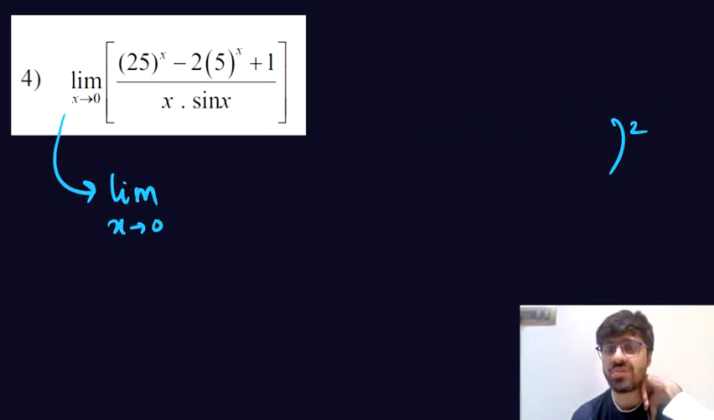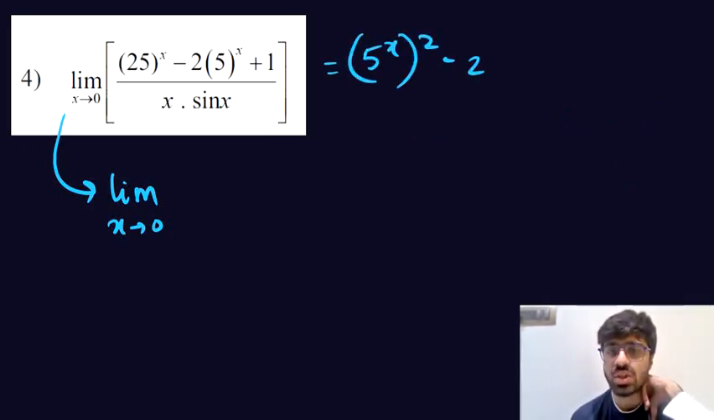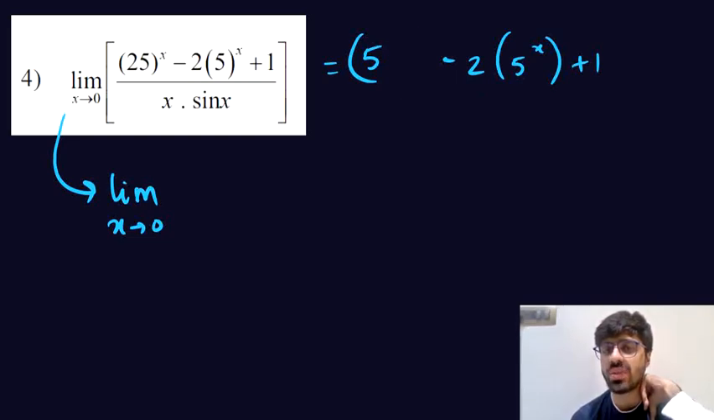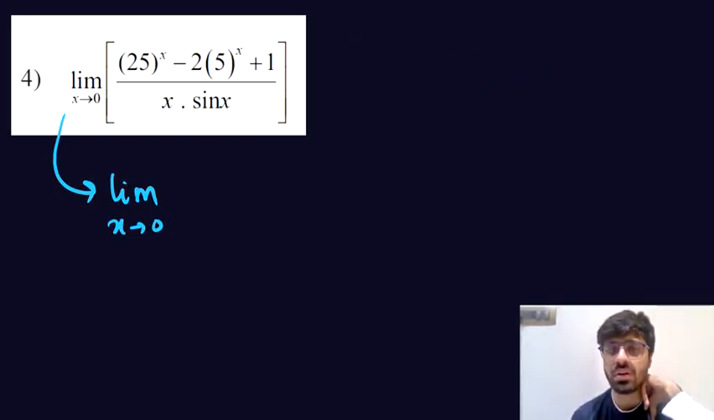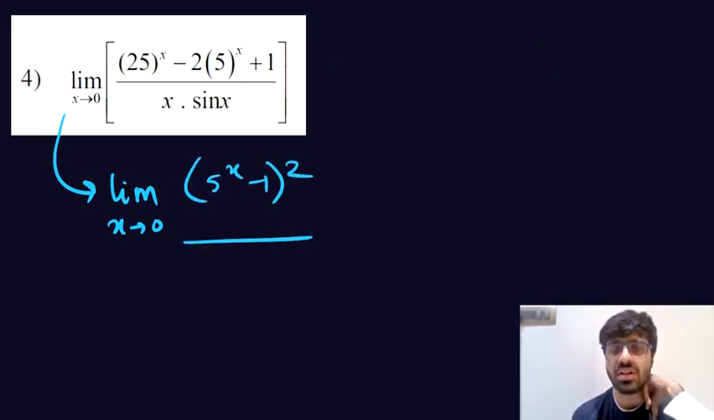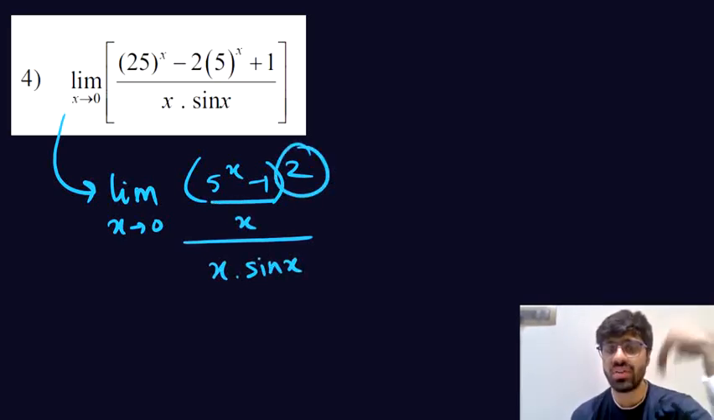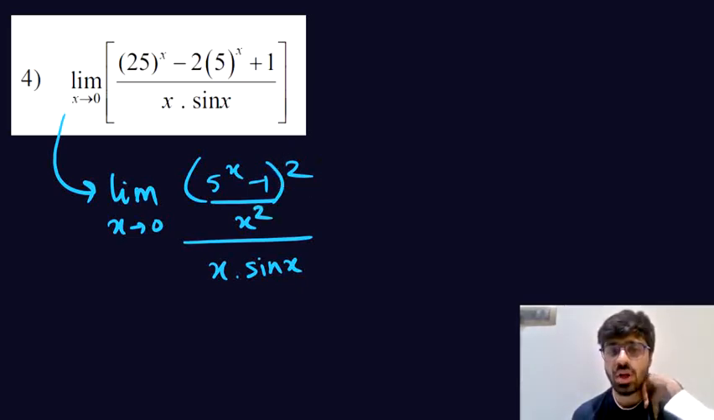So the numerator is 5 power x the whole square minus 2 into 5 power x plus 1. k square minus 2k plus 1 becomes k minus 1 the whole square. So the numerator is 5 power x minus 1 the whole square, and the denominator is x into sin x. We need an x in the denominator here, but because this is a square, we will have to divide it with x square. So we are dividing the denominator also with x square.